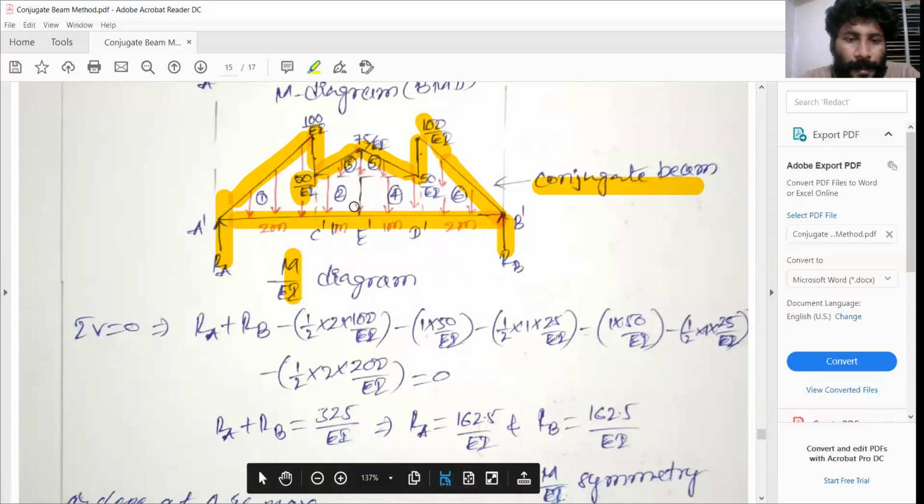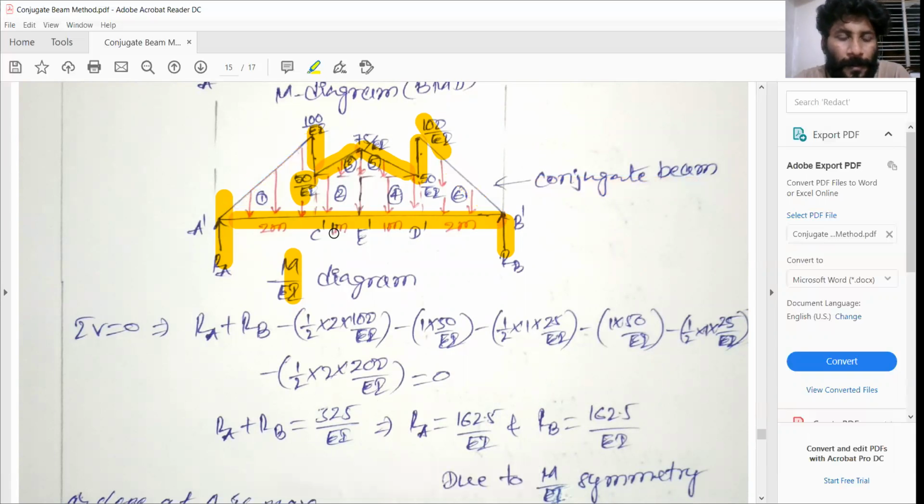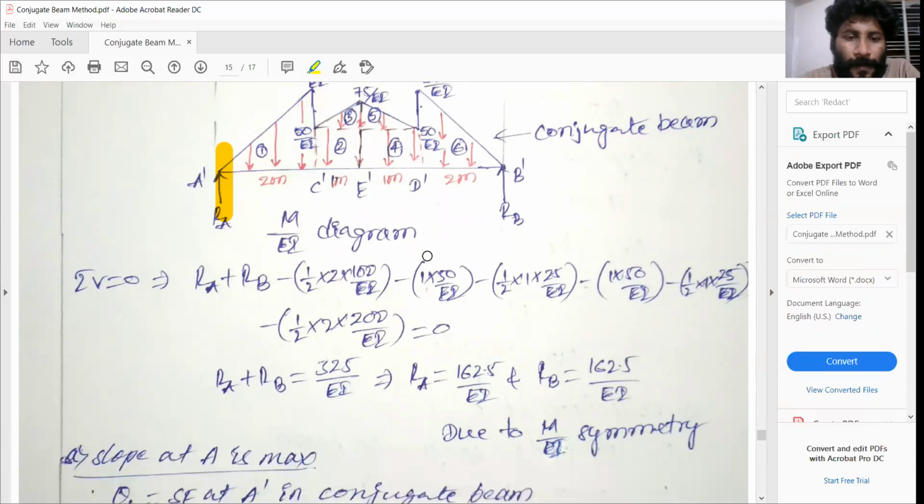Once the conjugate beam is drawn subjected to loading, I have shown different areas here. One triangular, that's area 1, one small rectangular area 2, here again one triangular area 3, here one more rectangular area 4, this is again a triangular area 5, and again this one is area 6. It's just for simplifying the calculations.